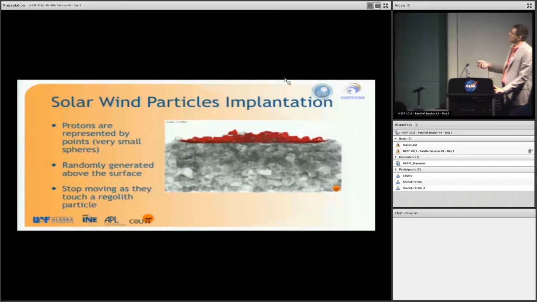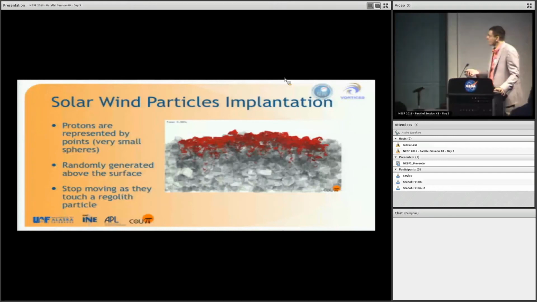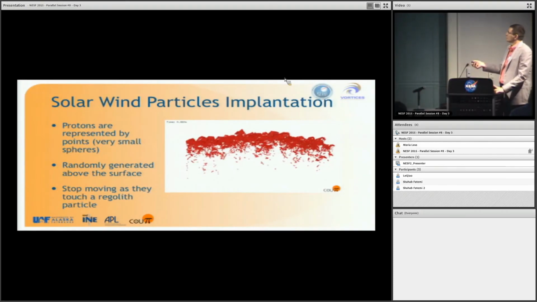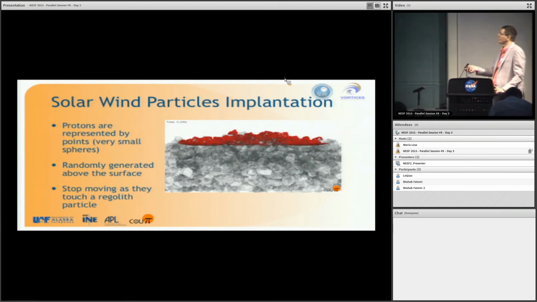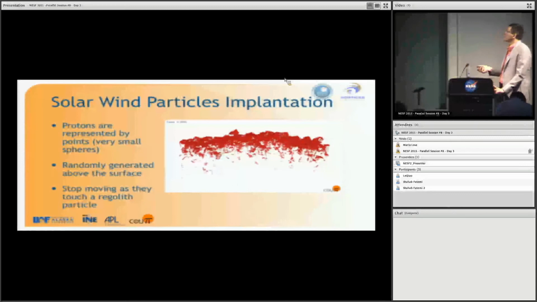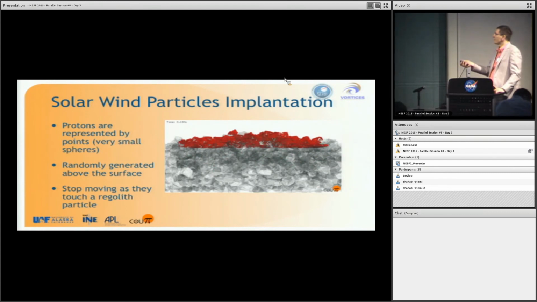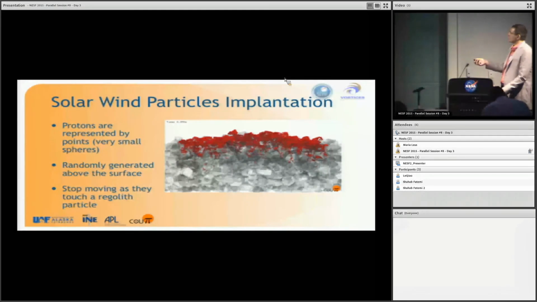Another challenge was to create a pretty even surface, and for that we used different sieves. The next step was the implantation simulation, and we generate many protons, little spherical particles, actually the size of the protons. Here they are enlarged just for visualization. They are placed at random positions within some square on top of the regolith, and each is assigned a constant velocity, and then we can see how they are distributed into the regolith.